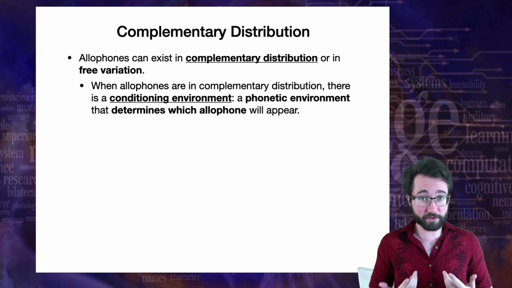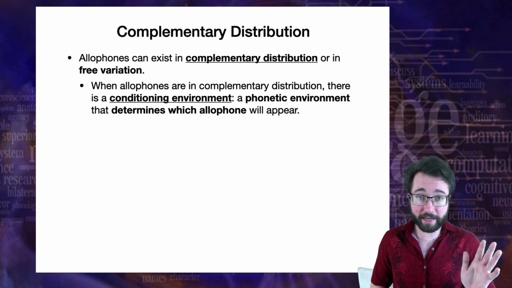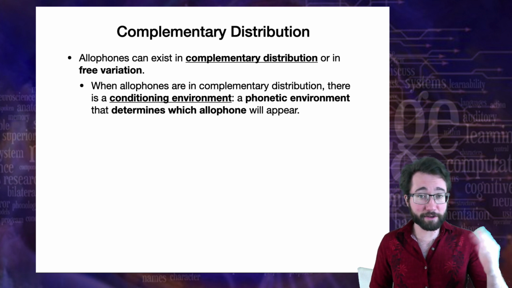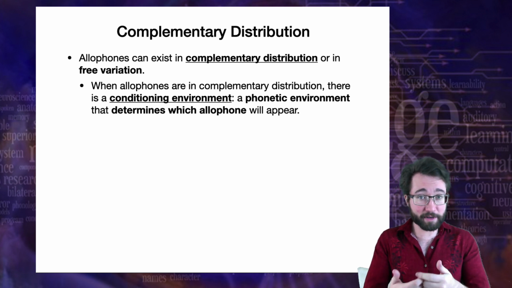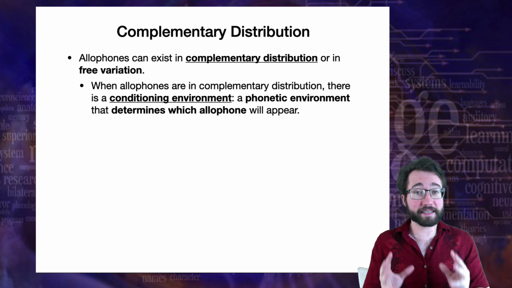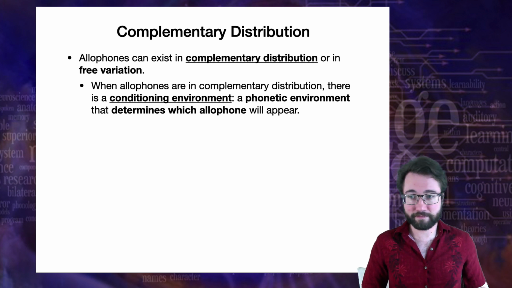That's complementary distribution. Free variation, on the other hand, means that the choice of allophones is basically random. So in the same environment, you might get one allophone or the other. That's free variation. Complementary distribution means the context determines the allophone.